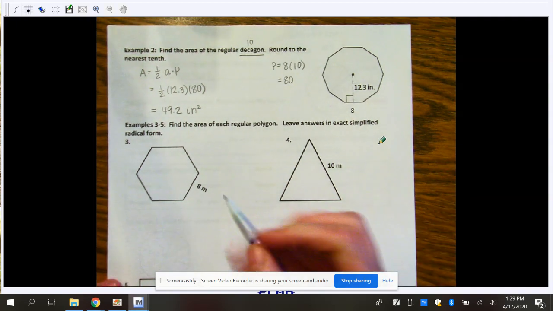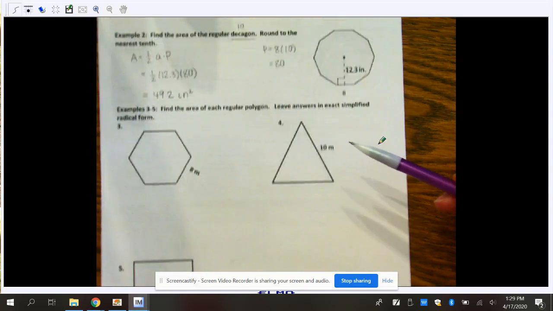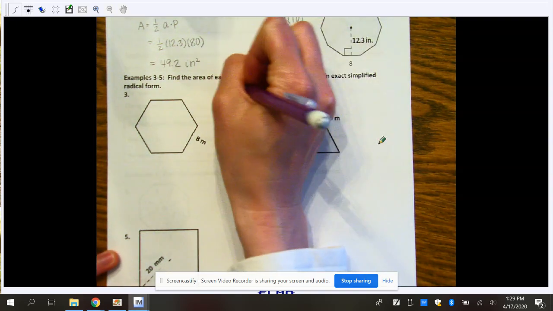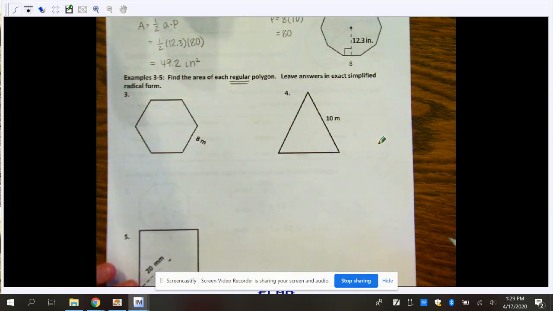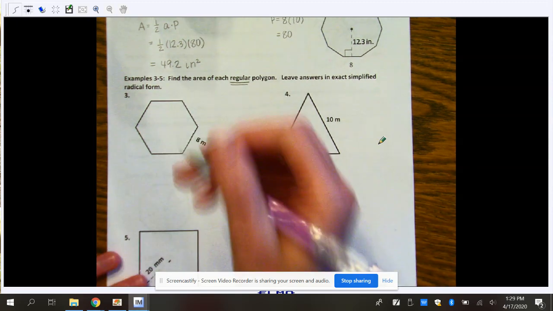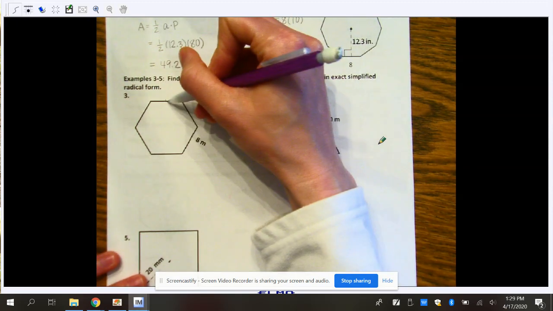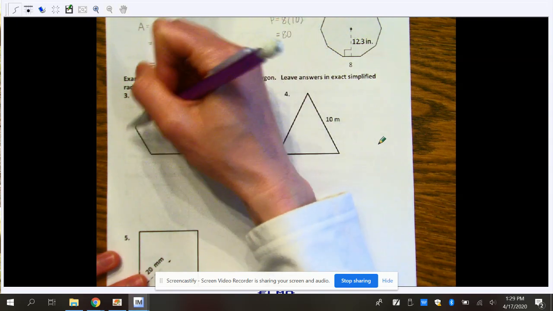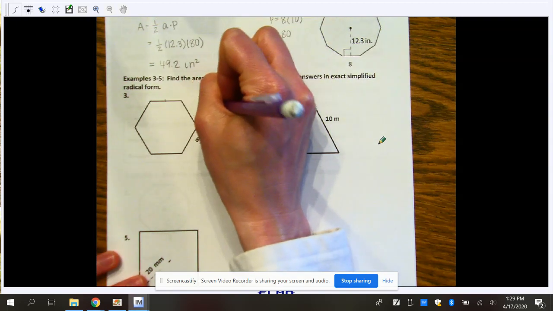And so what we're going to do is start by figuring out what kind of figure we're looking at. It's important to know that it's regular. And then we need to figure out the measure of the angles that we're working with here. All right, so this has 1, 2, 3, 4, 5, 6 sides. This is a hexagon.